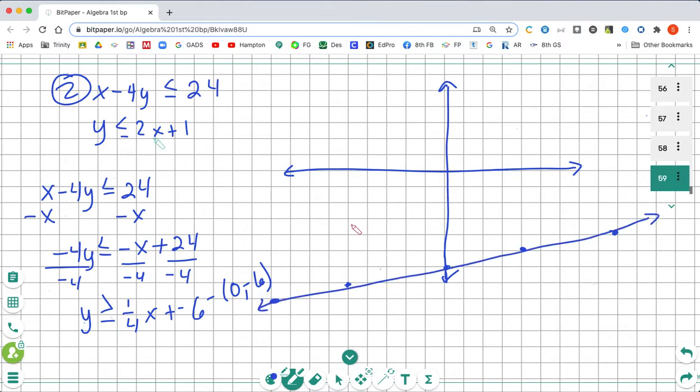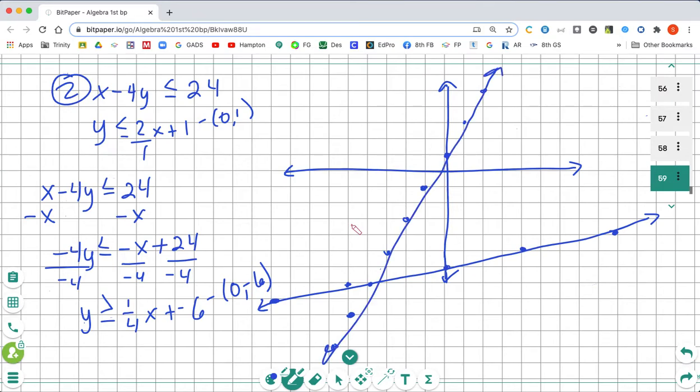Then I'm going to come up here, find my starting point of 0, 1, up 2 to the right 1, up 2 to the right 1, down 2 to the left 1, and keep going down 2 to the left 1. This is also less than or equal to, so this is going to give me a solid line.